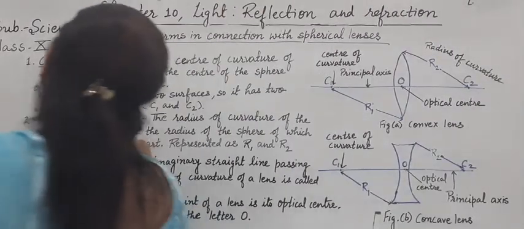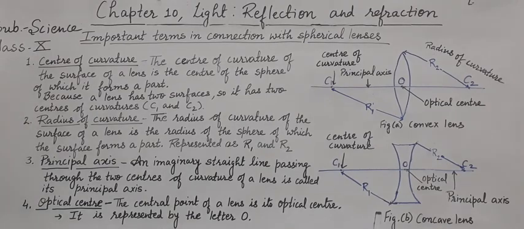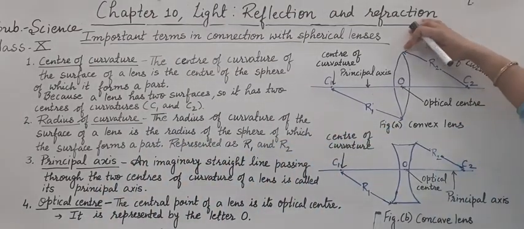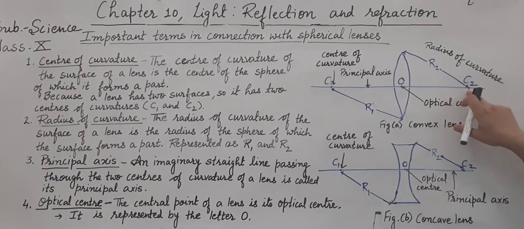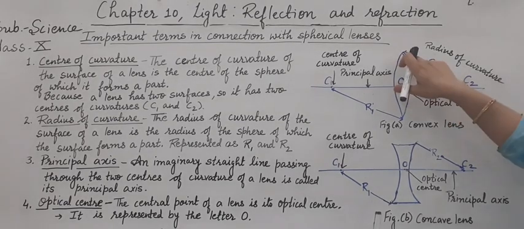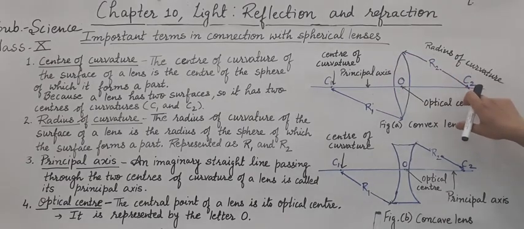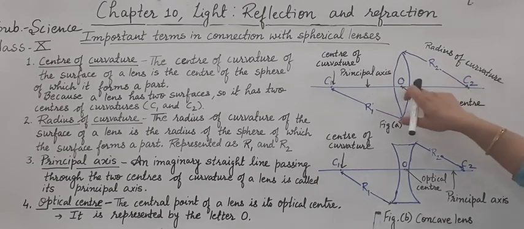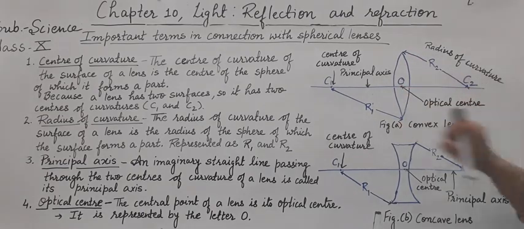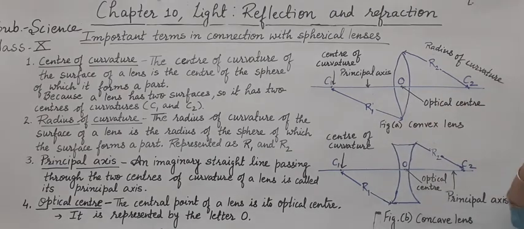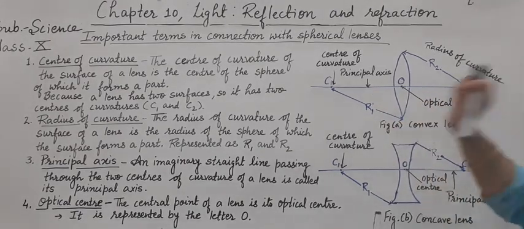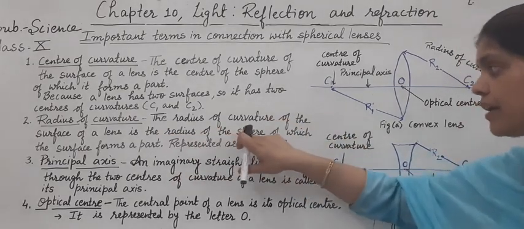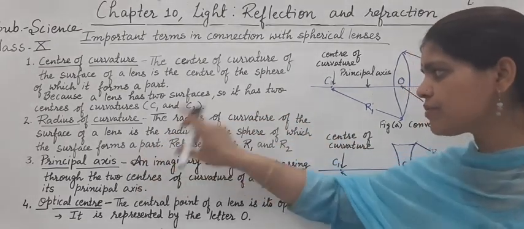Now, radius of curvature. The radius of curvature of the surface of a lens is the radius of the sphere of which the surface forms a part. When we extend this surface, it forms a sphere, and this is the center of curvature. The distance from the surface of the lens up to the center of curvature, from C1 to this point, is called the radius of curvature.